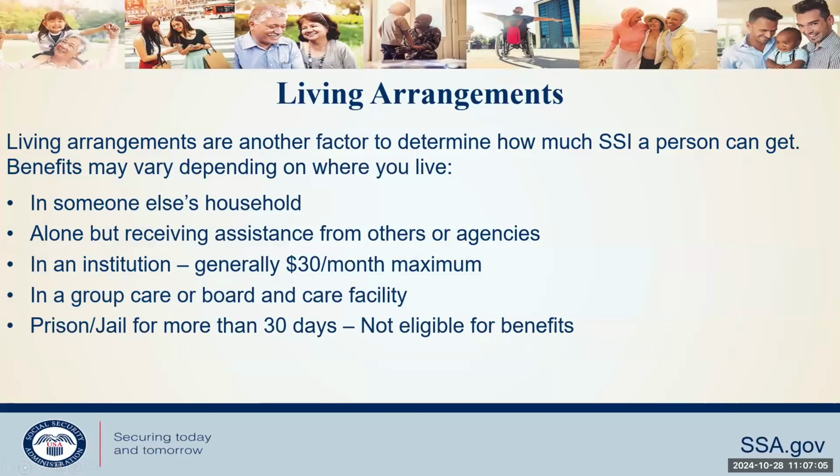Other things we look at with SSI is living arrangements. Living arrangements are where the person is living. If they're living in someone else's household, we have to develop for potentially sharing. Are they paying their share? Is this a public assistance household, which we're going to get into when we talk about the new updates with SSI? If they're living alone, are they getting assistance from other sources, or are they paying their own way? If they're in an institution, like a hospital setting, it could be that their benefit amount goes down to $30 a month. Some group care boarding facilities could affect their benefits, it just depends on where they're at. If someone's incarcerated 30 days or more, they are not payable based on their living arrangement.